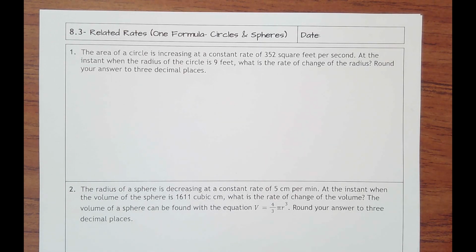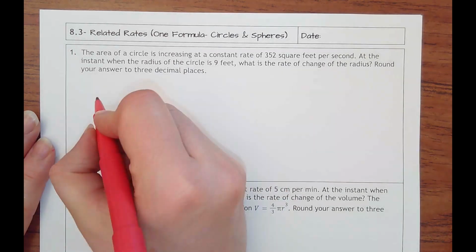Lesson 8.3 is again related rates. Using one formula, they're going to be circles or spheres. Number 1 says the area of a circle is increasing at a constant rate of 352 square feet per second. At the instant when the radius of the circle is 9 feet, what is the rate of change of the radius? Round your answer to 3 decimal places.